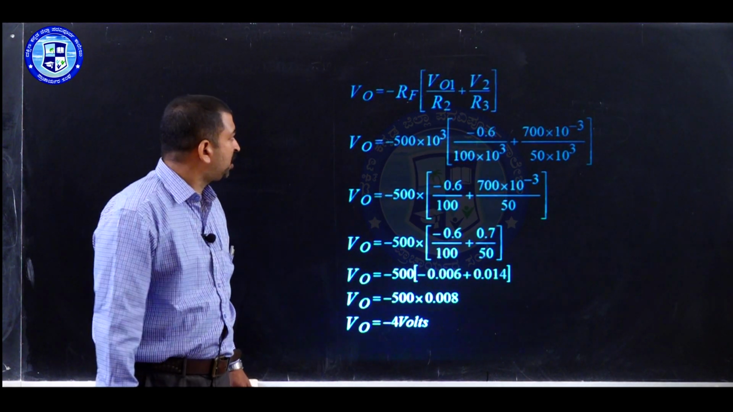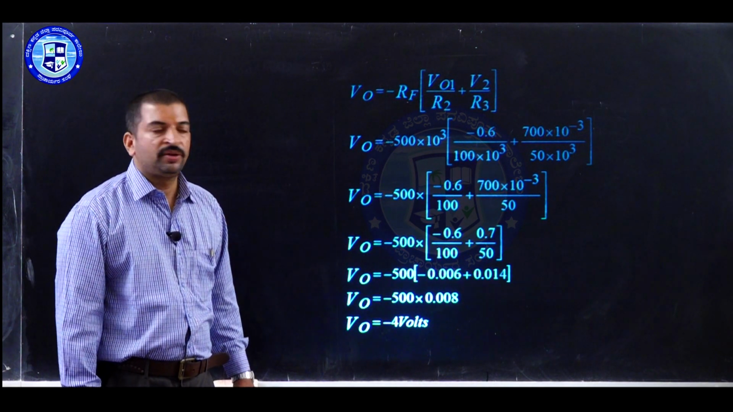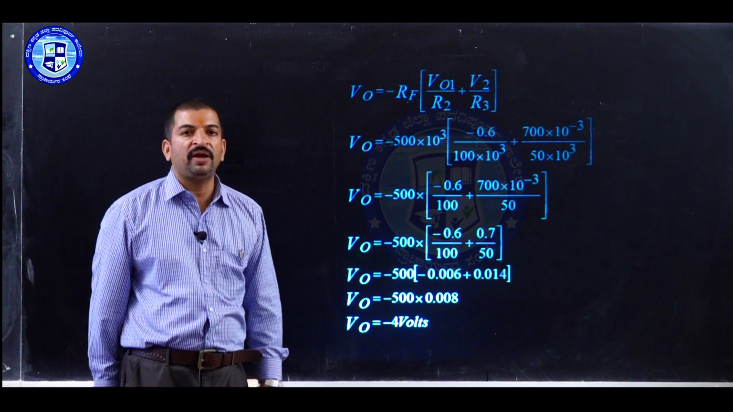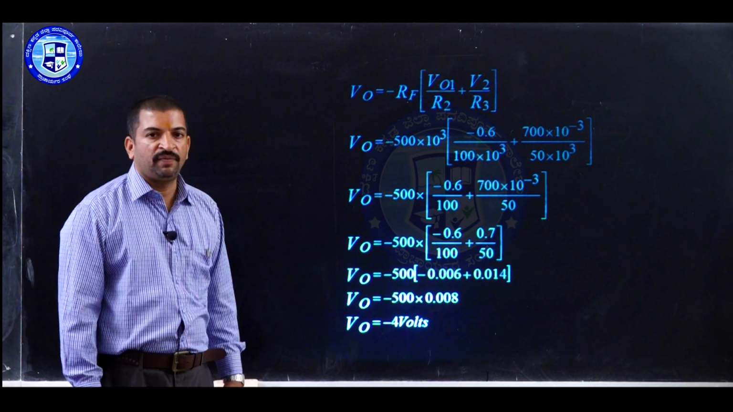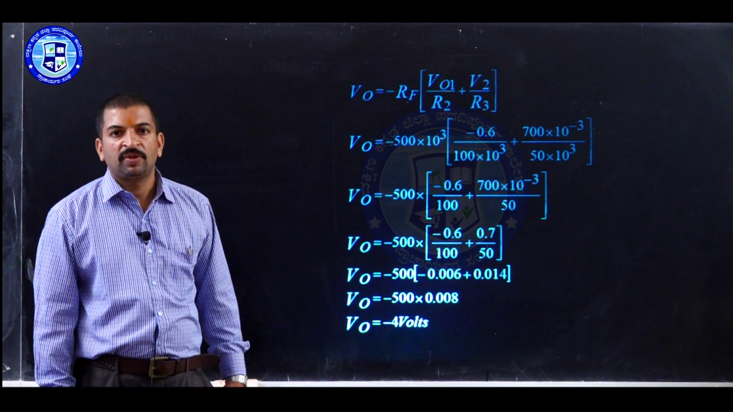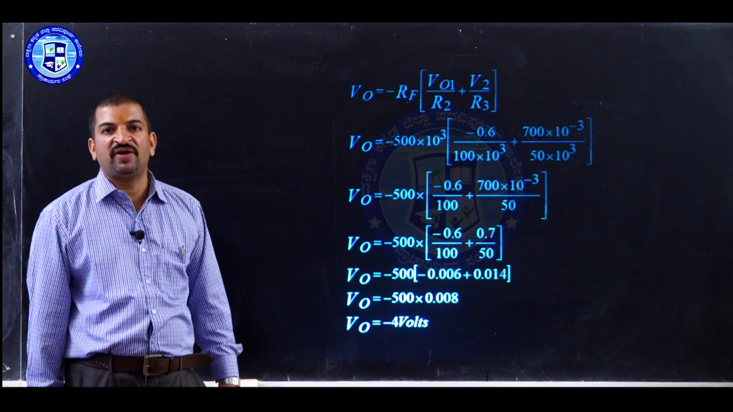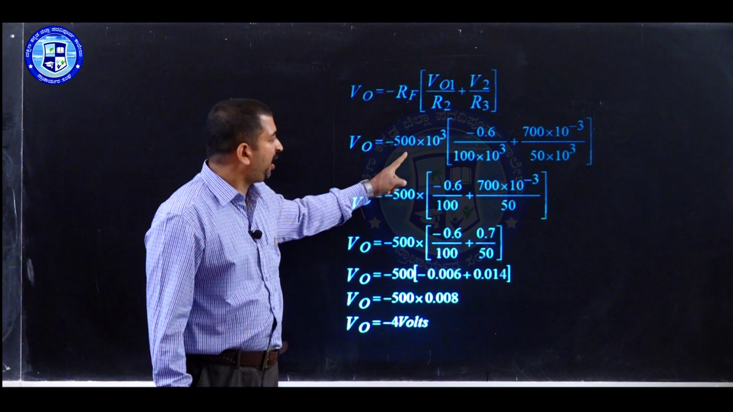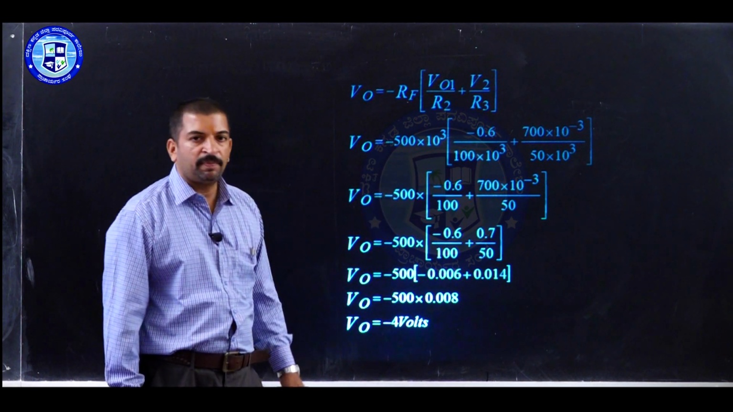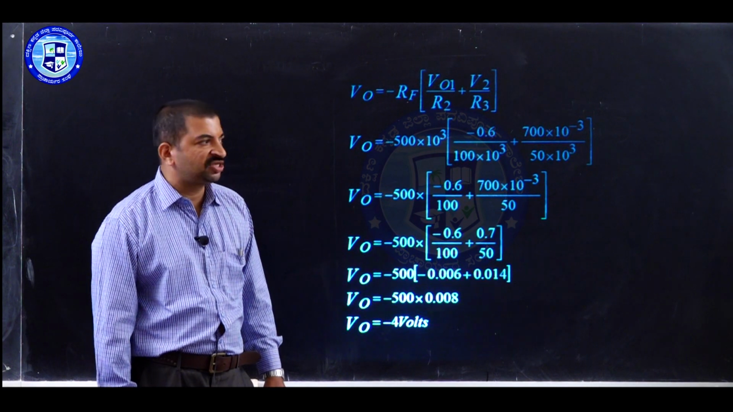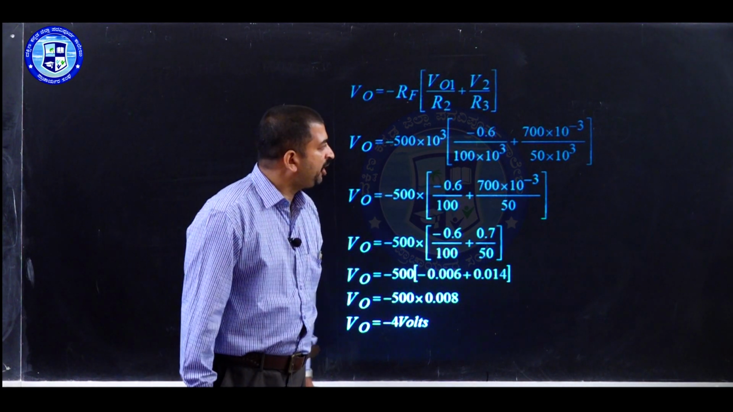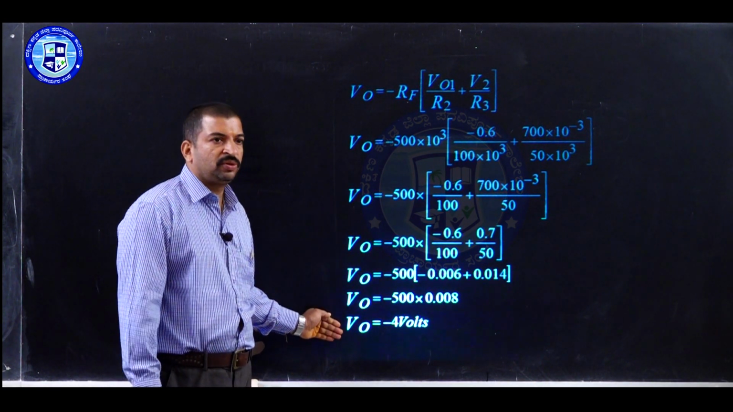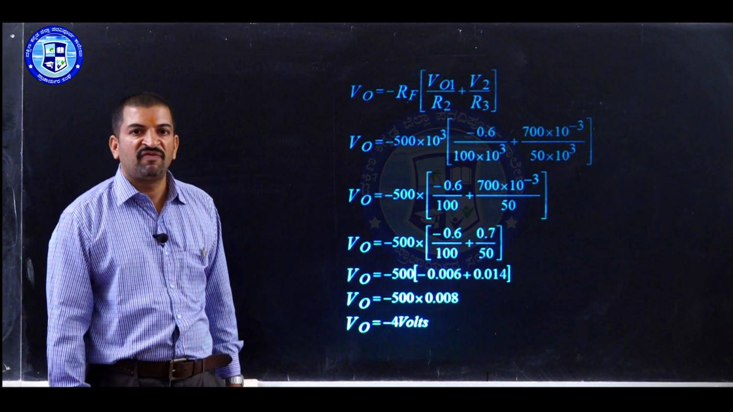Now, the output voltage of the second circuit can be determined using the formula VO equals minus Rf into (VO1 by R2 plus V2 by R3), which is the expression for the output voltage of the summing amplifier or op-amp inverting adder. So VO equals minus 500k into (minus 0.6 divided by 100k, where minus 0.6 is the output voltage of the first circuit, plus 700 into 10 to the minus 3 divided by 15k). After calculating this, you are going to get VO equal to minus 4 volts.